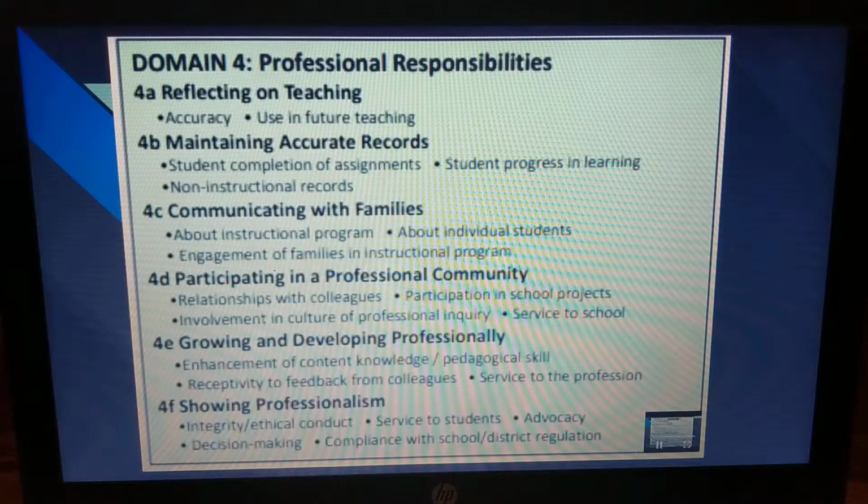Domain number 4, professional responsibilities. The components in Domain 4 represent a wide range of teachers' responsibilities outside the classroom. Teachers who demonstrate these competencies are highly valued by their colleagues and administrators, as well as being seen as true professionals. These include reflecting on teaching, maintaining accurate records, communicating with families, contributing to the school and district, growing and developing professionally, and showing professionalism.